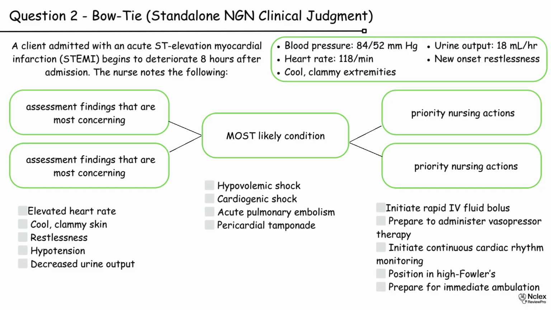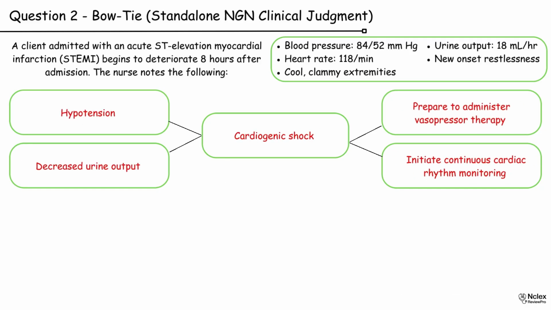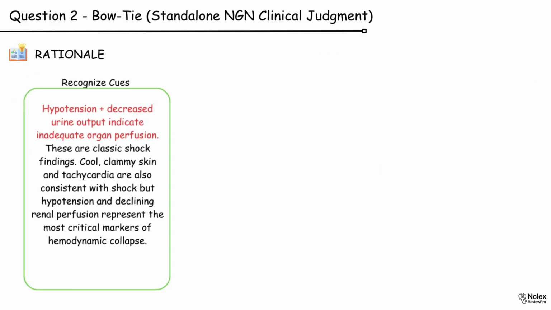The correct cues are hypotension and decreased urine output. The most likely condition is cardiogenic shock. The priority actions are: prepare to administer vasopressor therapy and initiate continuous cardiac rhythm monitoring. Now let's reason through this step by step.